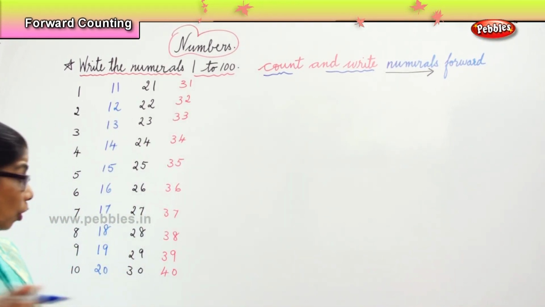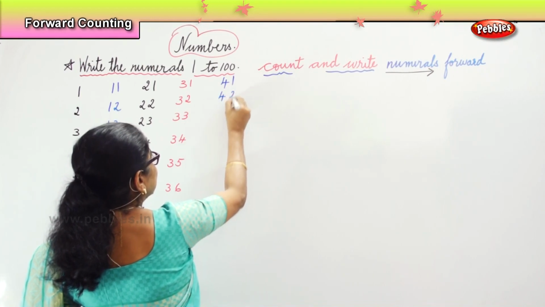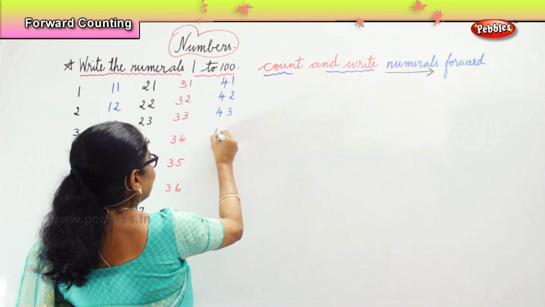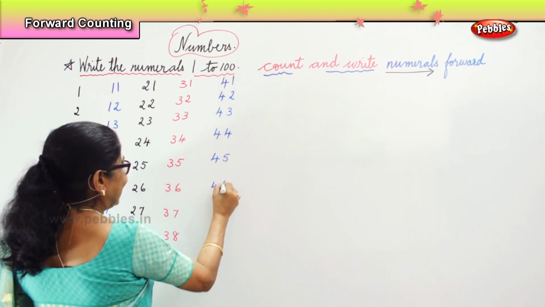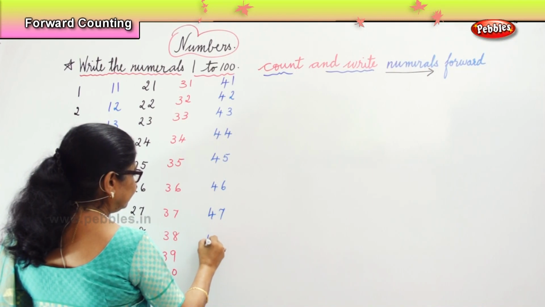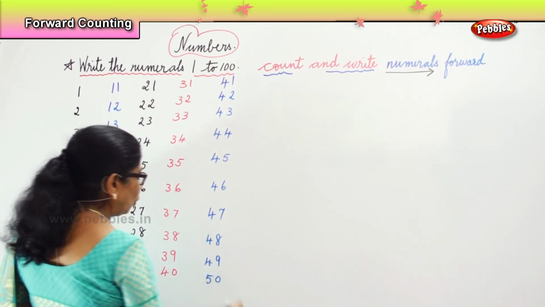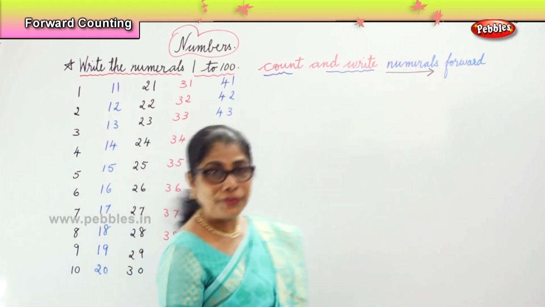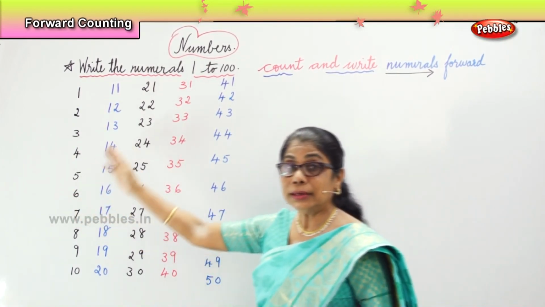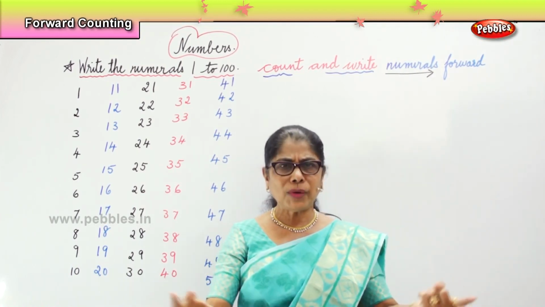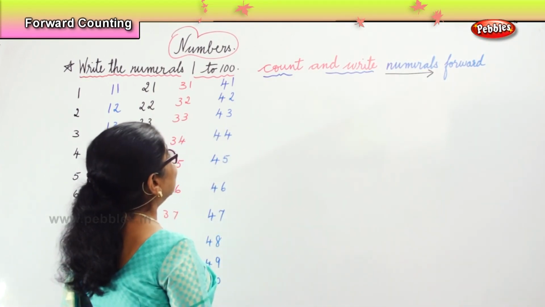Fantastic. Continue. Add on 1. 41. Good. 42. 43. 44. Excellent. Go on. 45. 46. Good. 47. 48. 49. And we counted and we wrote forward numbers 1 to 50. Very easy. We are counting, we are writing numbers forward 1, 2, and we went on up to 50. Now we have to add just 1 to make it 51.